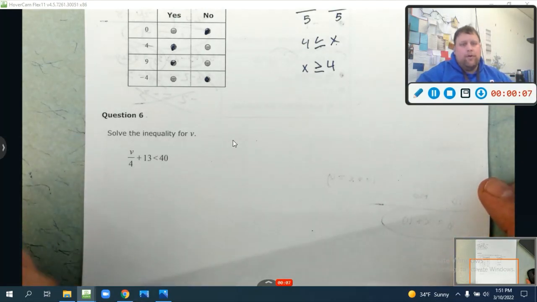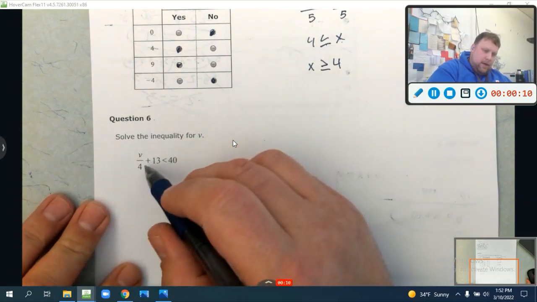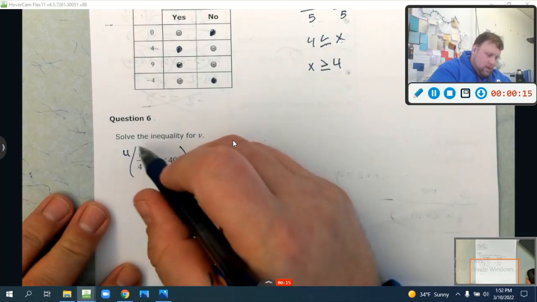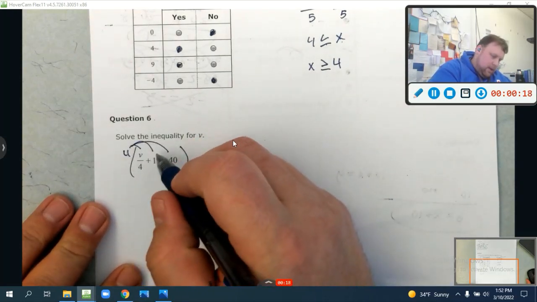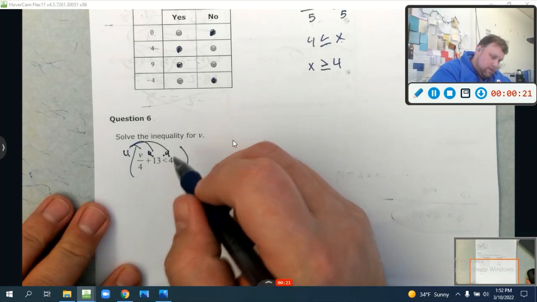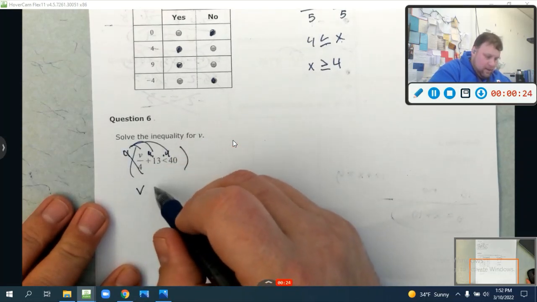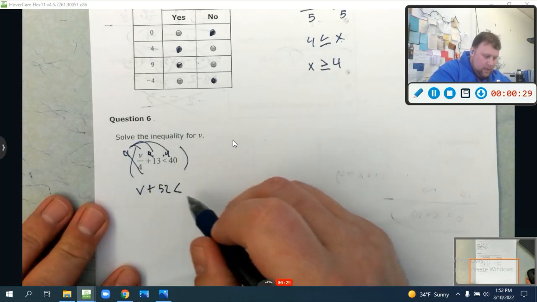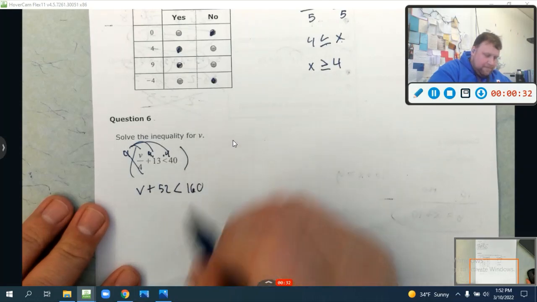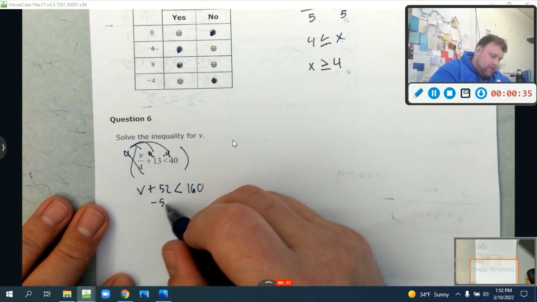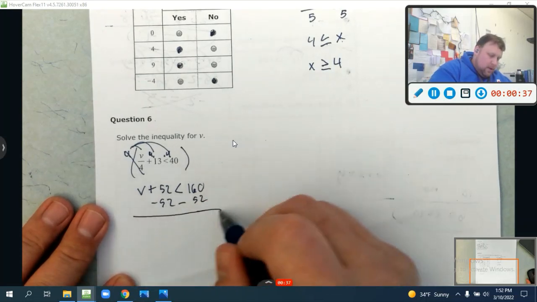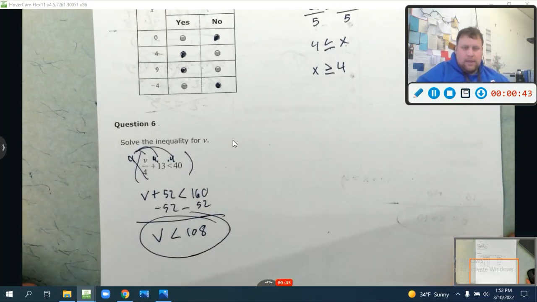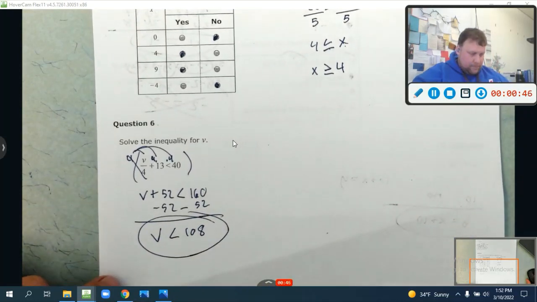Solve the inequality for V. Let's do that. Okay, if there's a fraction about it, whatever the denominator is, that's what we multiply through, right? 4 times everything, and the 4 is going to cancel out. I get V plus, see, 40 and 12, 52. And that should be less than 4 times 40 is 160. So I'm going to subtract 52 from both sides, minus 52. And that's V is less than 108. That's it. A lot of inequality practice. Okay.